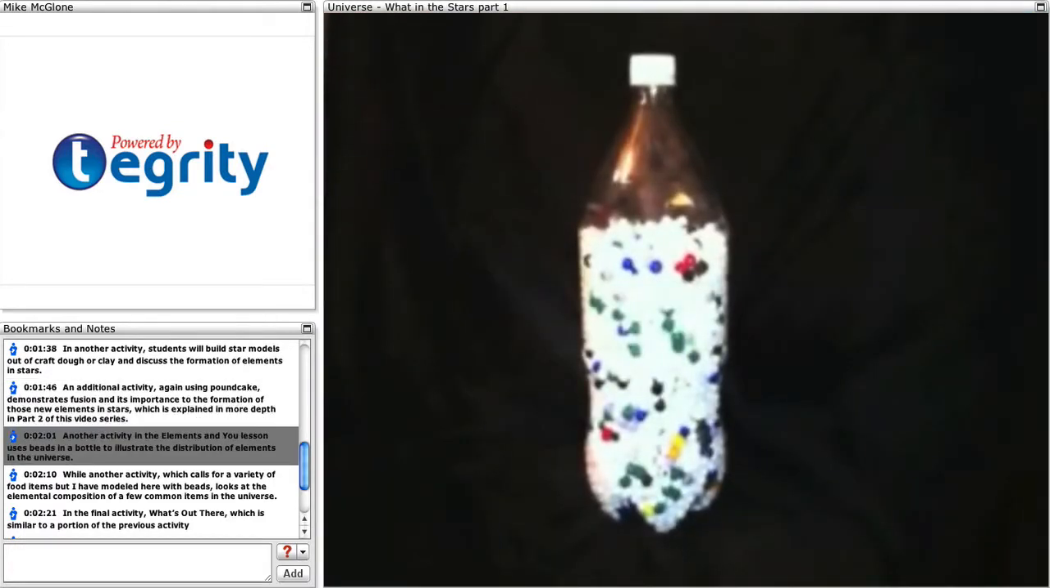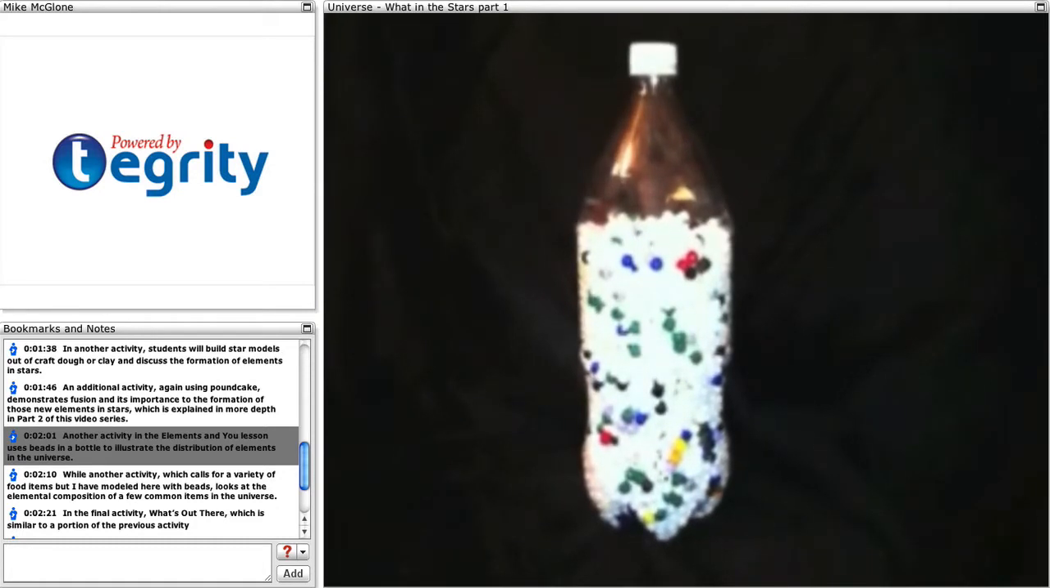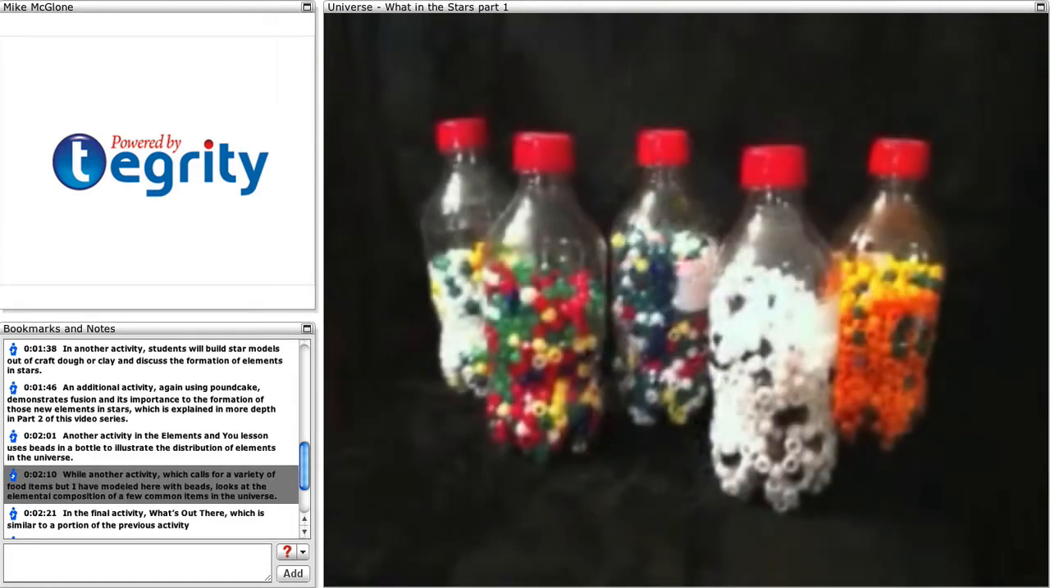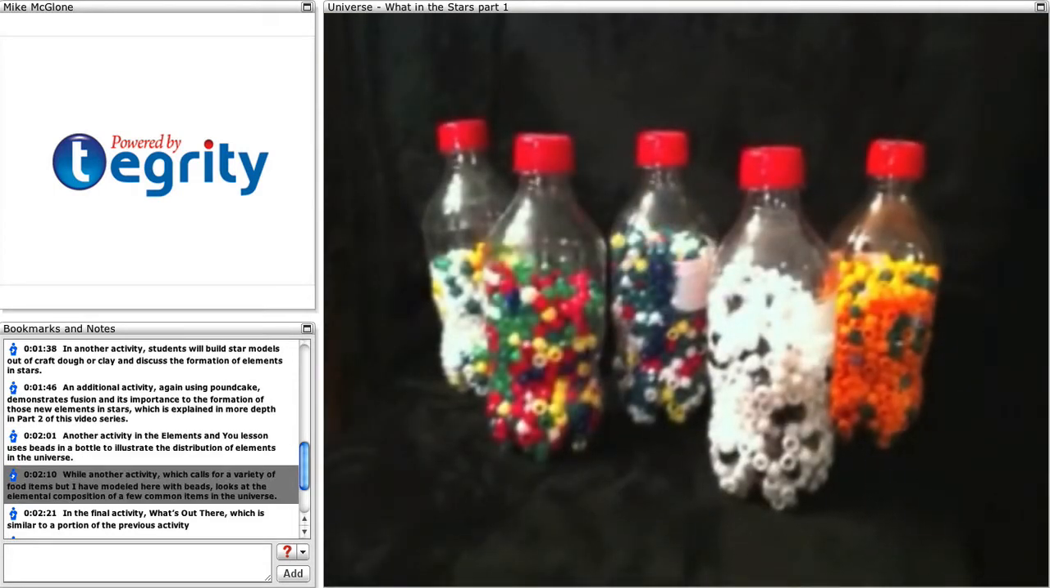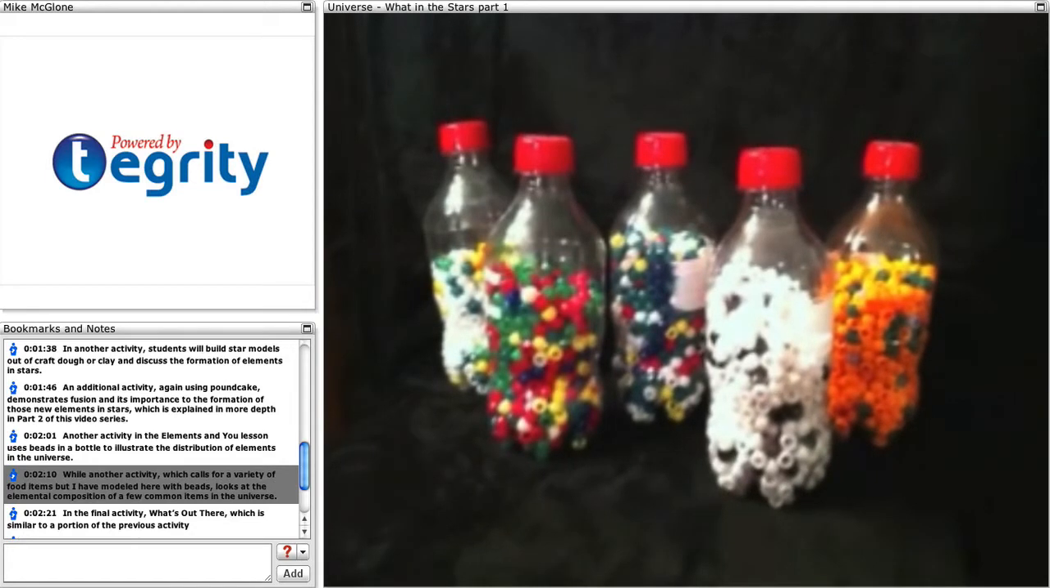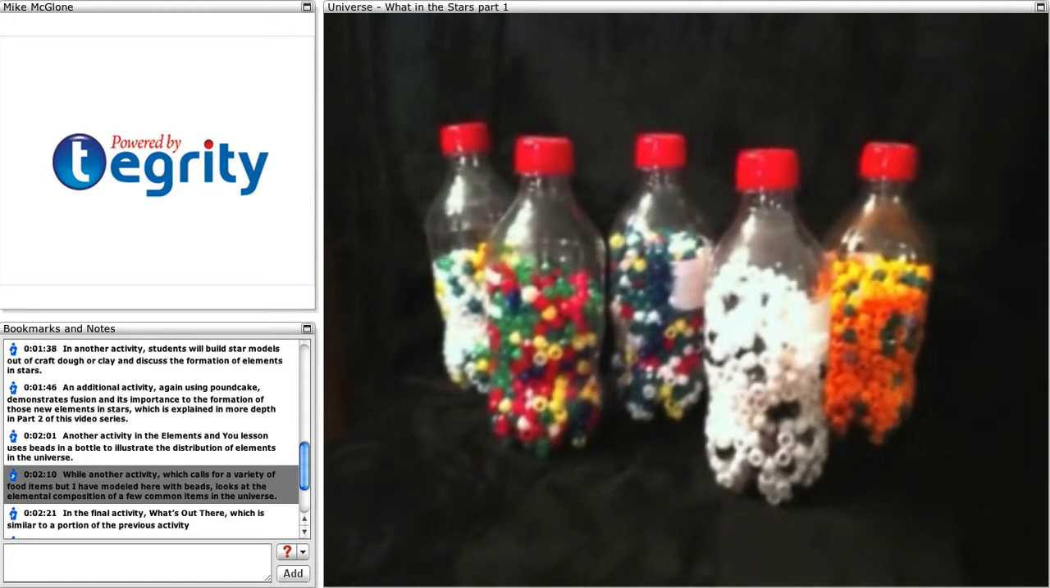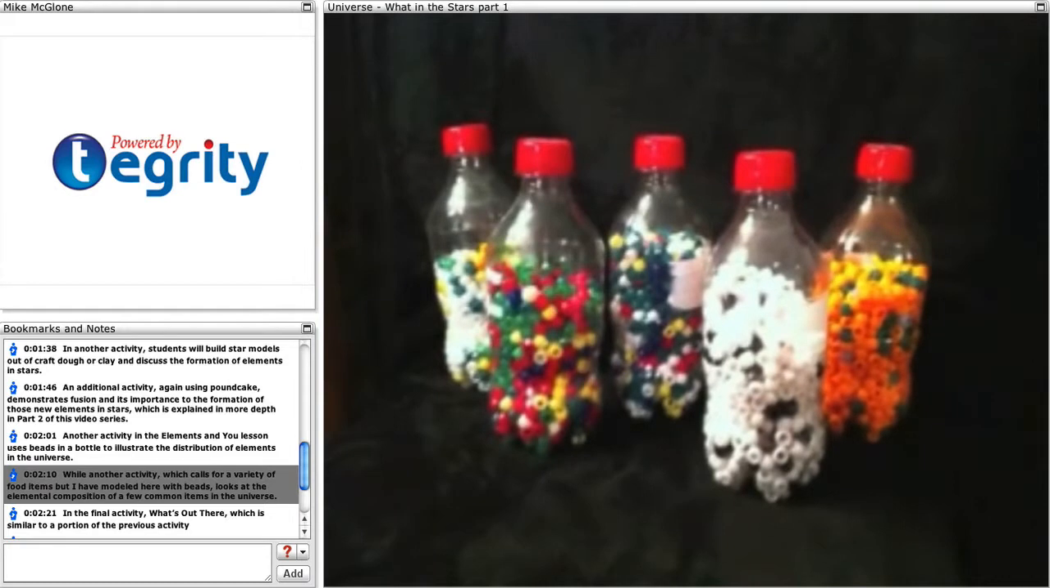Another activity in the Elements in You lesson uses beads in a bottle to illustrate the distribution of elements in the universe. While another activity, which calls for a variety of food items, but I have modeled here with beads, looks at the elemental composition of a few common items in the universe.